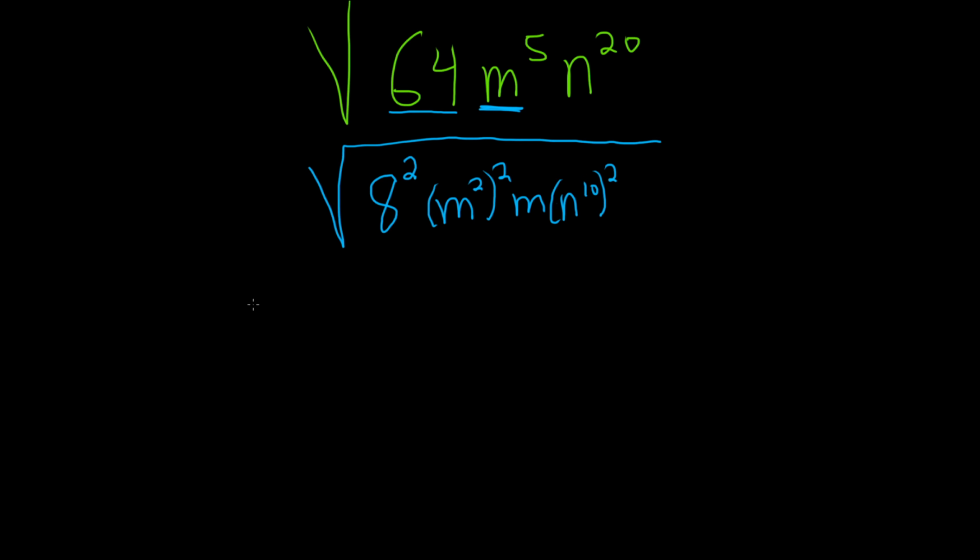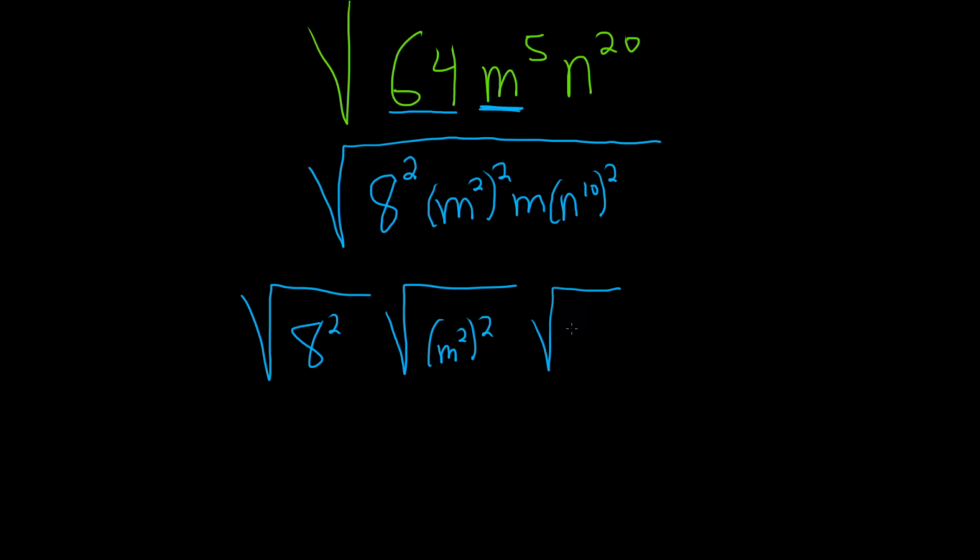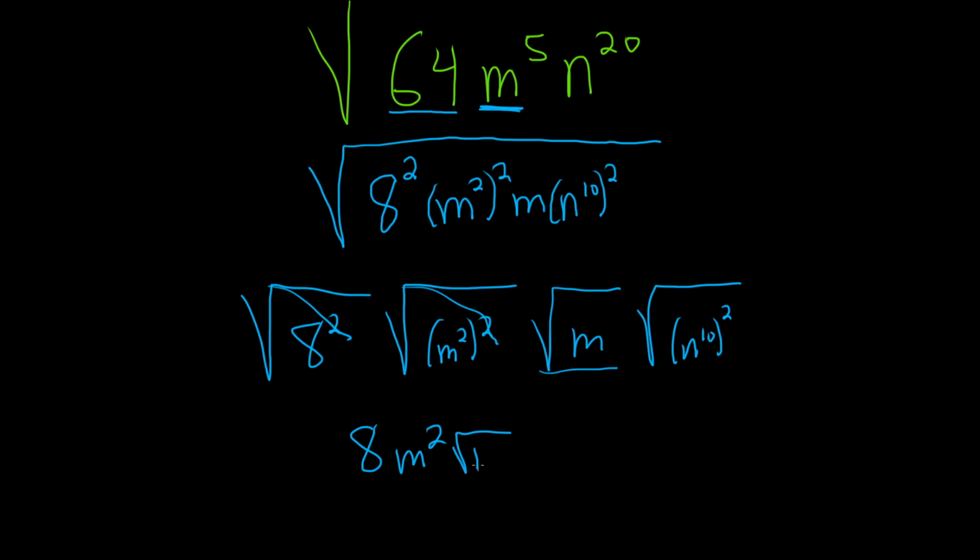Then you just take the square root of each piece. So this is the square root of 8 squared, the square root of m squared squared, the square root of m, the square root of n to the 10th squared. The square root of 8 squared is going to be 8, right? The 2 goes away. It's kind of like the square root cancels the 2. This goes away, so we get m squared. This one stays, so we have the square root of m. And this one goes away as well, so we have n to the 10th. And that's a good answer.